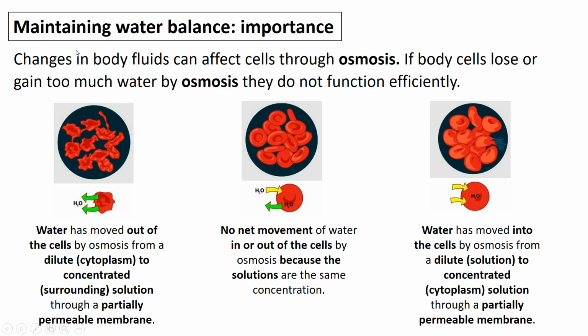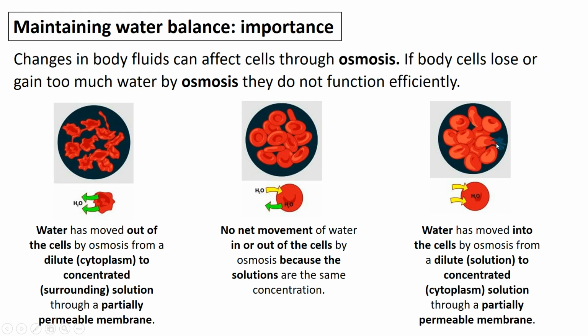So for example, in our red blood cells, water can move out of the cells from a dilute solution, which would be the cytoplasm, to a concentrated solution through a partially permeable membrane. That would be an example where you've got high glucose concentration in your blood and things like that, and water might move out of the cells, okay? If there's no net movement, that's the ideal scenario. We don't want water moving in or out, so everyone's happy, the cells are happy, we are regulated.